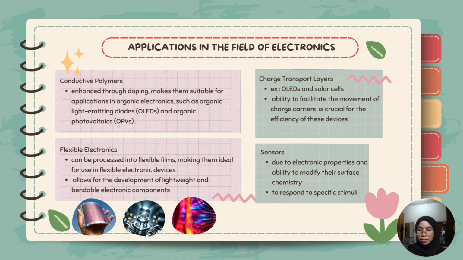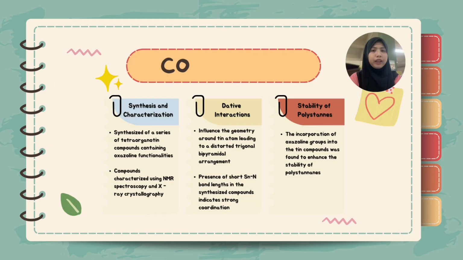And lastly, for sensors, due to their electronic properties and ability to modify their surface chemistry, they can respond to specific stimuli. We have 3 main points, which are synthesis and characterization, surface interaction, and stability of polystannane. First, we have synthesis and characterization. Synthesis of a series of organotin compounds containing oxazoline ligands. Compounds were characterized using NMR spectroscopy and X-ray crystallography.